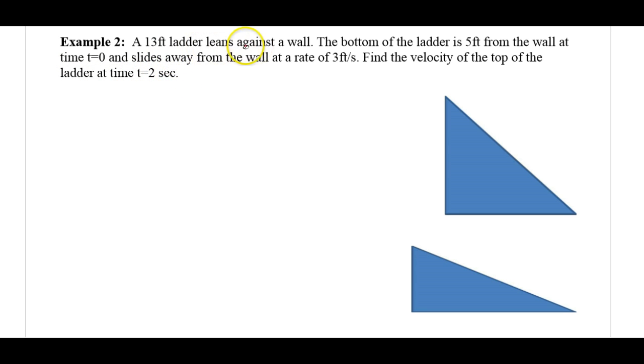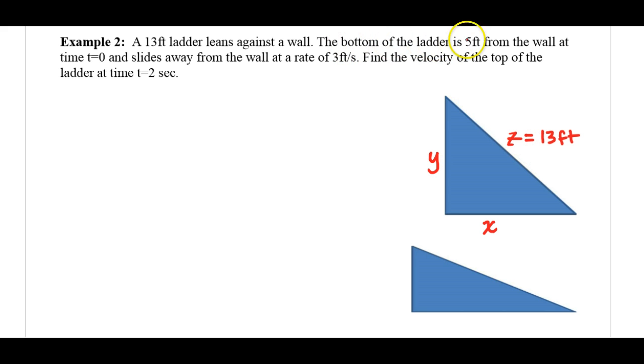So we have a 13-foot ladder leaning against a wall. So this right here is going to represent our ladder, and this vertical part of the triangle is going to represent the wall. Here I'm going to go ahead and call this ladder z. And the length of z is a constant 13 feet. So we don't have a ladder that slides in length. The ladder's length is always 13 feet. And so let's go ahead and call this x and this y. So y is going to be where the wall would be, and z is the ladder.